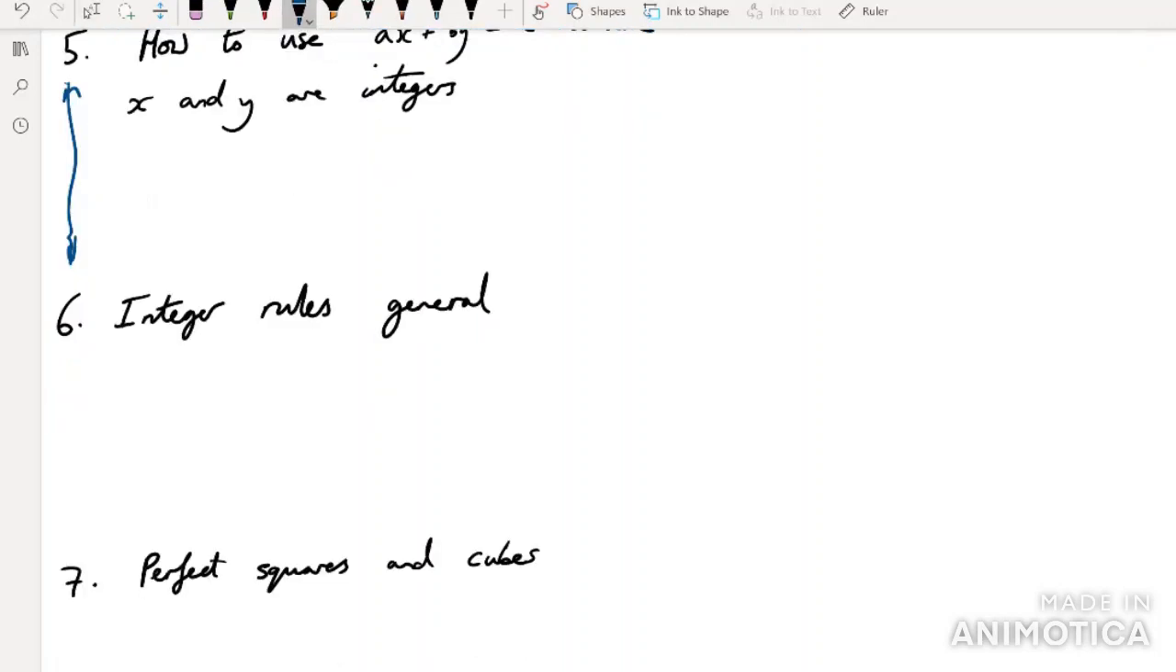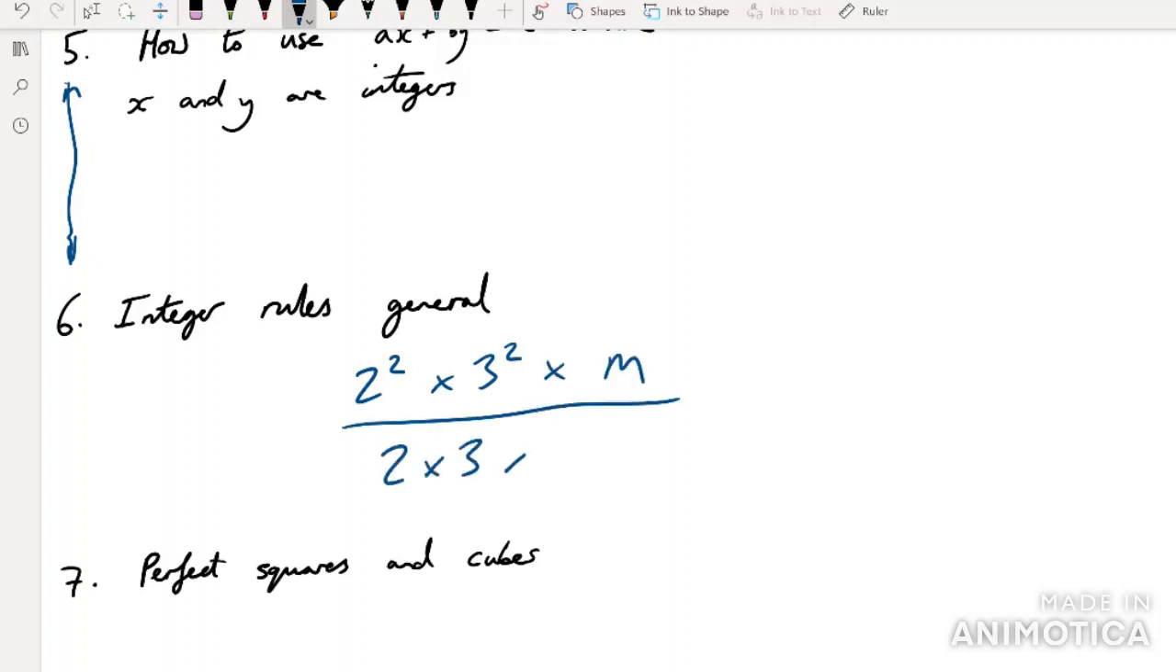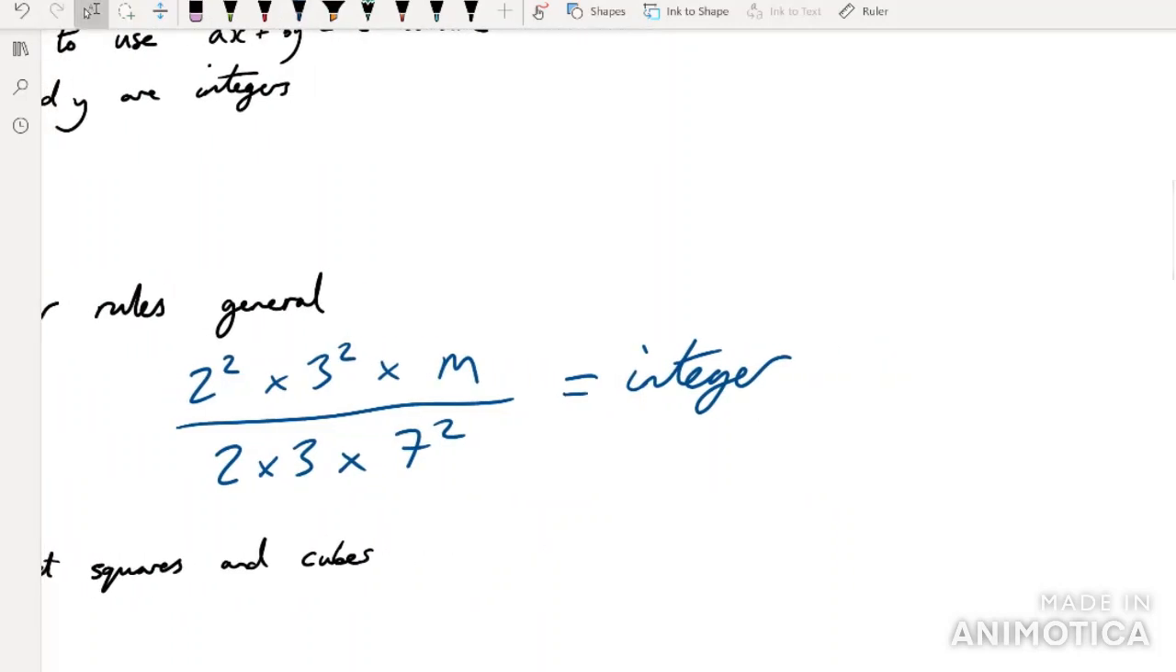If I have some quotient, so let's say a bunch of primes on the top. No, in fact, let's not use letters. Let's just use numbers: 2 squared times 3 squared times m over 2 times 3 times 7 squared. Well, if I'm told this is equal to an integer, then the rule for an integer is that effectively you need everything on the bottom to cancel out. And that's why prime factorization is so helpful, because the only way primes cancel out is if you have exactly those primes on the top.